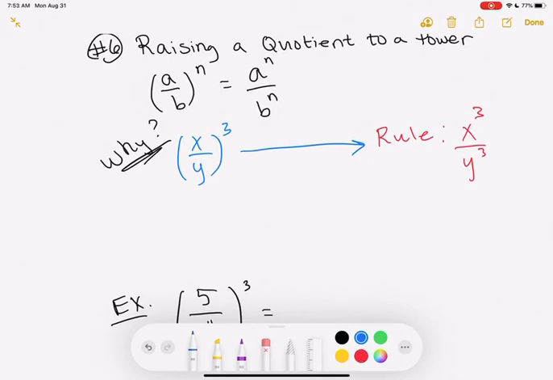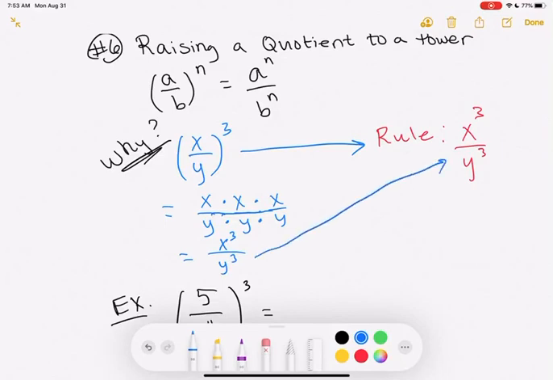x over y cubed, if I wanted to, I could think of that as x over y times x over y 3 times, right? That would be fine. And then if I wanted to, I could just rewrite that as one giant fraction, right? So I'm just going to fill that in. So now I have x times x times x on the top, y times y times y on the bottom. And x times x times x is x cubed over y cubed. So that's where that rule's coming from.